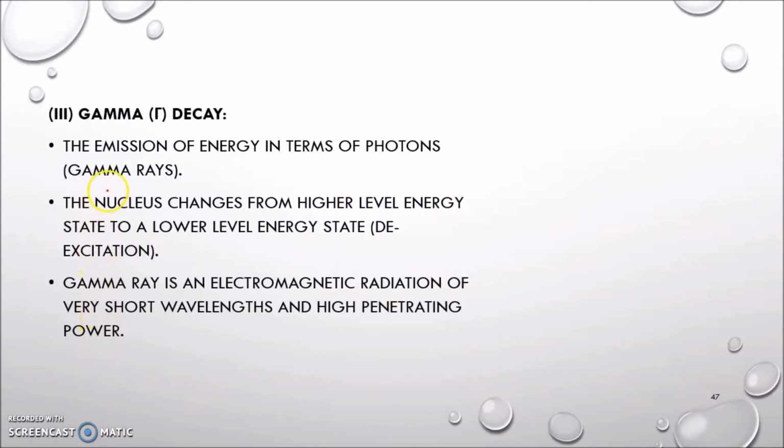The third process is gamma decay. The symbol is like this. The emission of energy in terms of photons, gamma rays. So it is in the form of a wave. And the nucleus changes from a higher level energy state to a lower level energy state. Gamma ray is an electromagnetic radiation of a very short wavelength and high penetrating power.